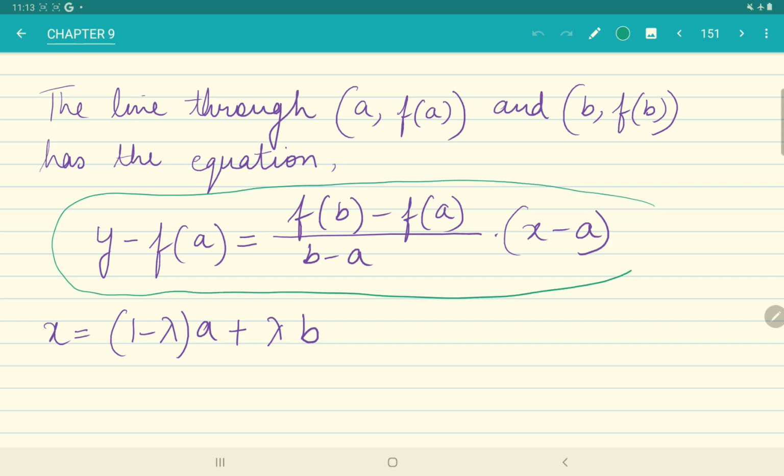In this equation, we first put x as this, and corresponding to that we will get our y. We know that corresponding to this x, if I consider the equation of that straight line which is joining a, f of a and b, f of b, the y will be nothing but s, as I can see from the diagram.